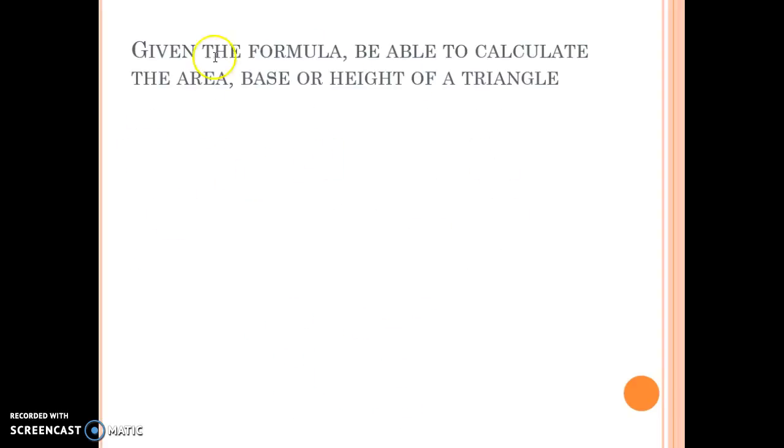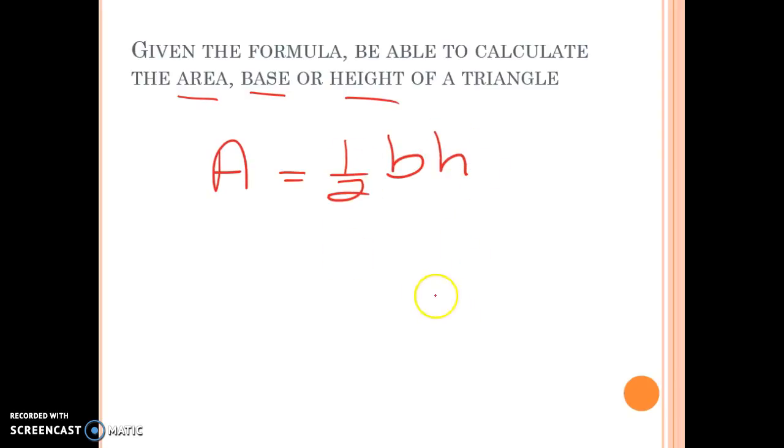Given the formula for the area of a triangle, be able to calculate the area, base, or height. You will be provided with this formula. Area is equal to 1/2 the base times the height. Right now it is solved for area. If you were given different variables, would you be able to solve for height, for example? You can do this by isolating h. How do we do that?